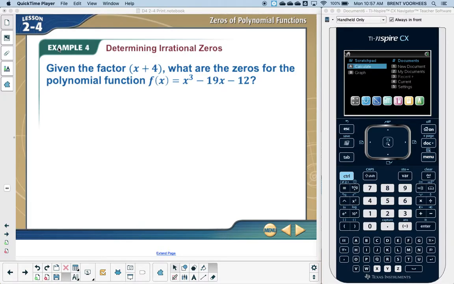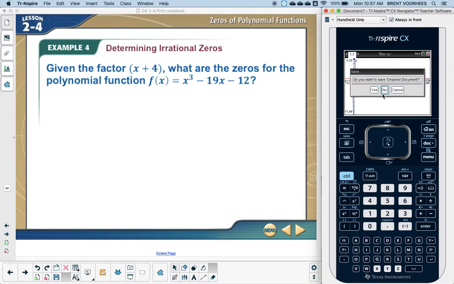Example 4, determining irrational zeros. Given the factor x plus 4, what are the zeros for the polynomial function f? Well, let's start with reminding ourselves, when we talk about zeros, we could look at the graph, and when I look at the graph here, I should be able to see any zeros that occur.